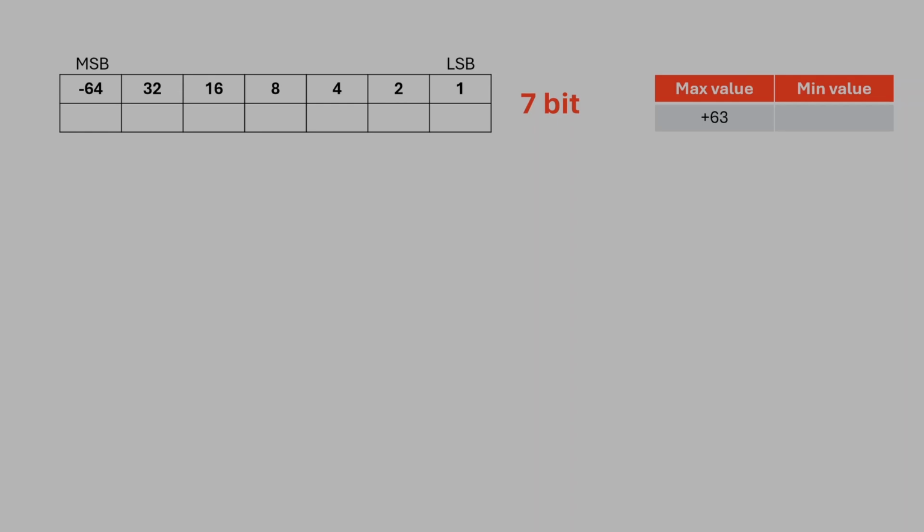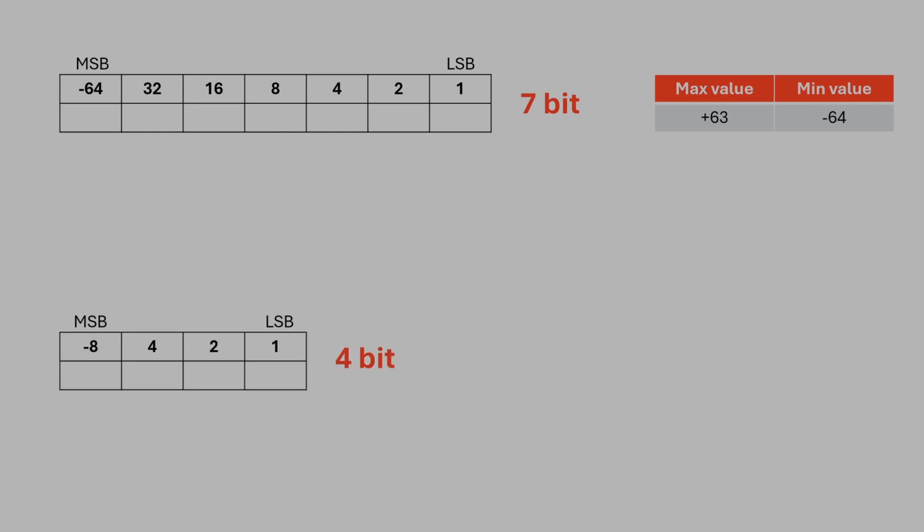That's as large a number as we can get. The most negative, or the minimum value, is simply achieved by putting a 1 in that most significant bit, which gives us negative 64. Now if we look at a 4-bit equivalent, it's the same principle. So the max value we can achieve is 4 add 2 add 1, all of the positive values, and the minimum value is achieved by just simply putting a 1 in the first or most significant bit. So plus 7 all the way down to negative 8.